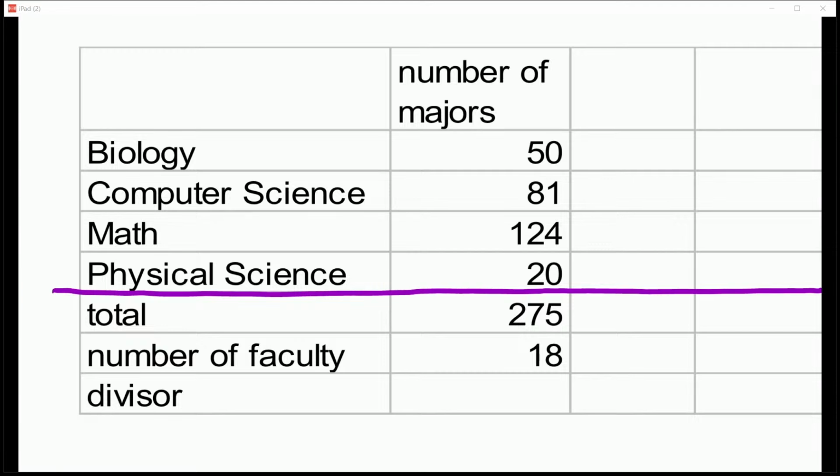Now here's the situation. We've decided as a school, with limited resources, that we can only have 18 faculty members, but we want to put those faculty members where they're going to be most useful. So we are going to apportion those 18 faculty members to these 4 departments based on the number of majors. Computer science has roughly 4 times as many students as physical science, and so you would expect computer science to have 4 times as many faculty members as physical science.